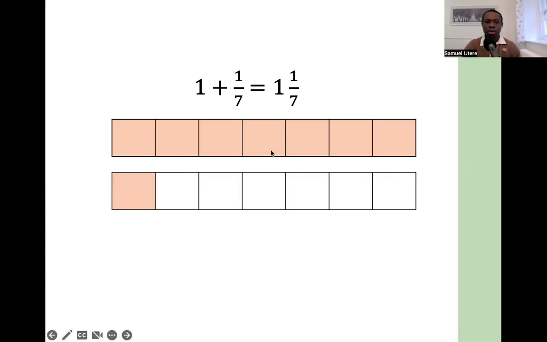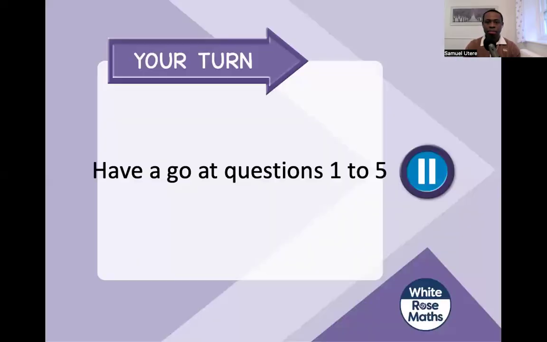Using this, you can also use the bar model to see why it is 8/7. Remember, the denominator tells us the number of parts, how many parts the whole has been split into, and the numerator tells us the number of parts we're interested in or that has been shaded. So you can see why it should look like this, which means it is 8/7.